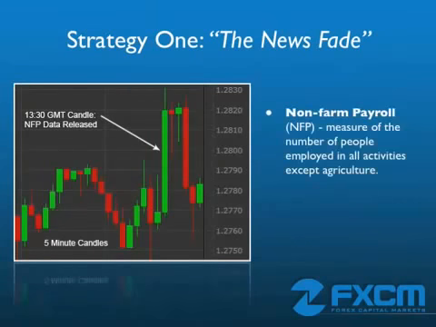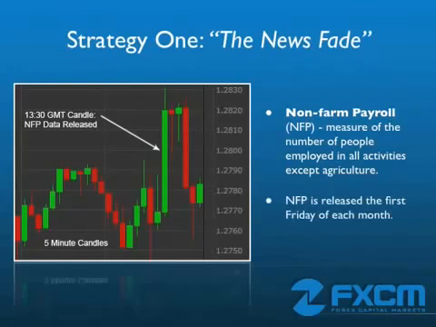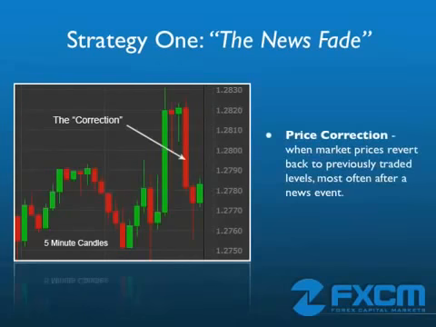When a news event is released, there is often a lot of irrational market movement. For example, this large spike occurred in the euro-dollar immediately following the release of non-farm payrolls, or NFP. NFP is a measure of the number of people employed in all activities except agriculture. It is released on the first Friday of the month and is historically the most market-moving news event for the dollar. Now what we are looking for with this strategy is the correction.